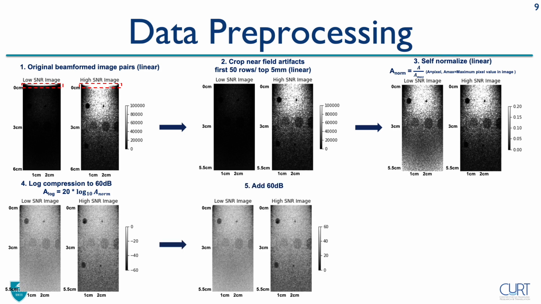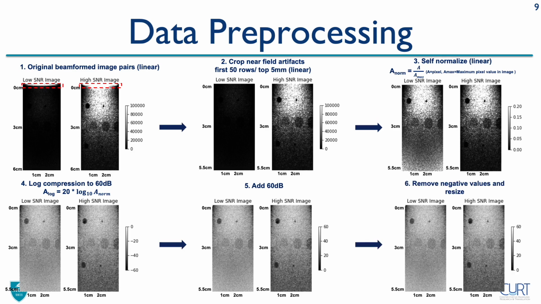For the model purposes, we added 60 dB to each image and removed pixels less than 0, as shown in steps 5 and 6, since the model activation function was specific to positive data points. The images were resized to 512 by 128 for input to the model.